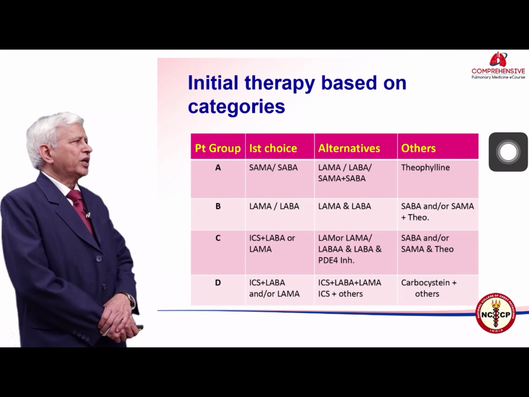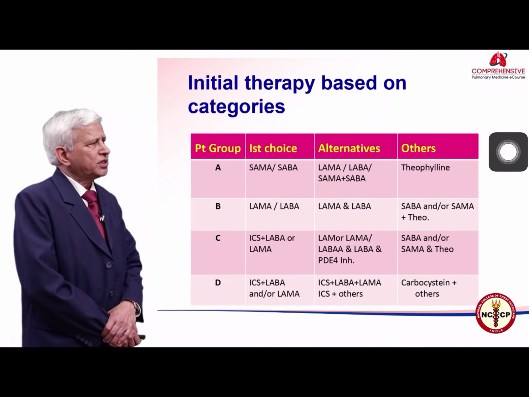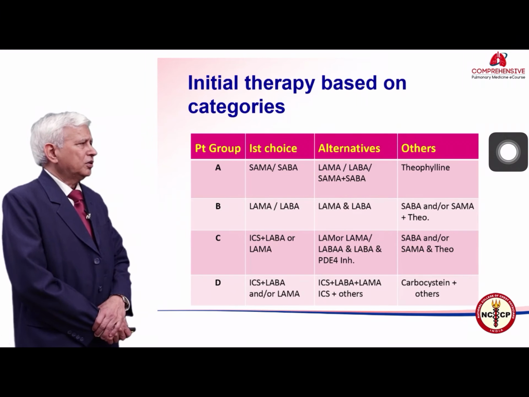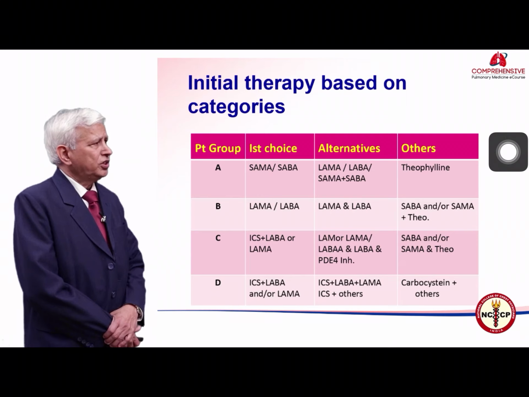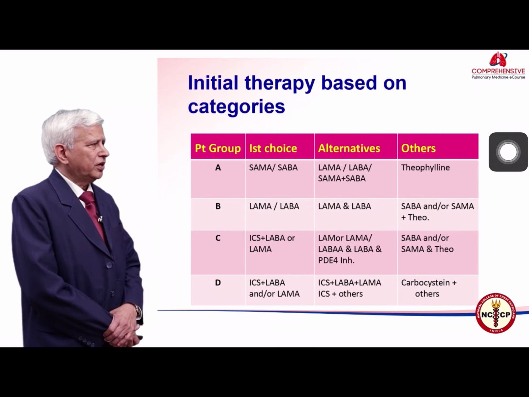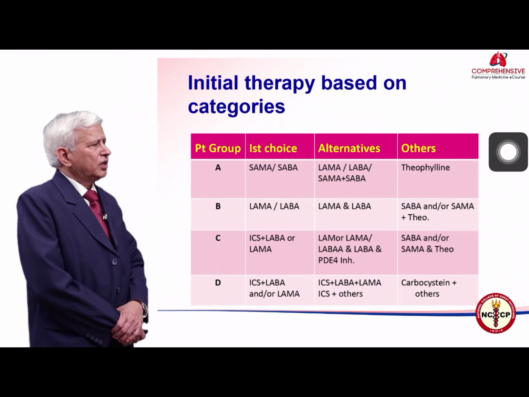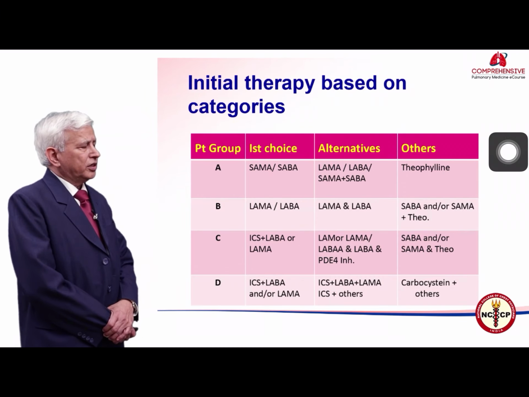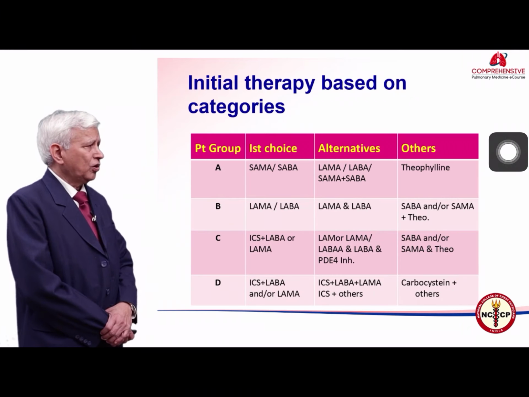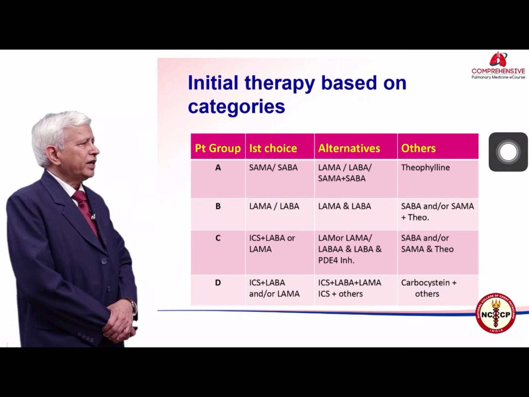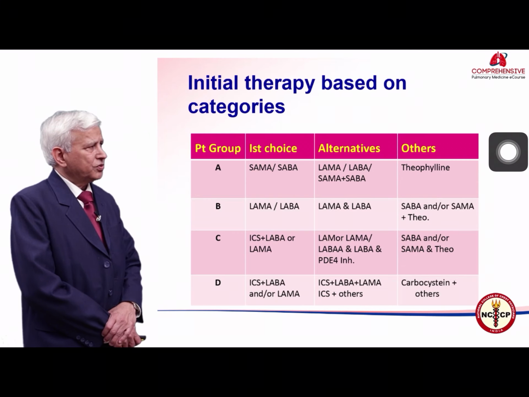So what is the initial therapy based on categories? For patient group A, which is the mild group, the first choice is a short-acting muscarinic agent or a short-acting beta agonist, but alternate choices are also there, which can be employed if necessary. Theophylline is not the first preferred choice, but is available as an alternative. For category B, either a long-acting muscarinic agent like tiotropium or glycopyrronium, with or without LABA; I think indacaterol in particular has become important. For categories C and D, additionally, we would like to add inhaled corticosteroids.